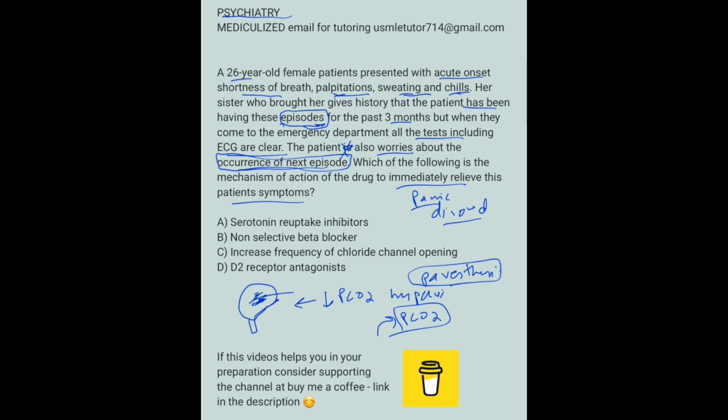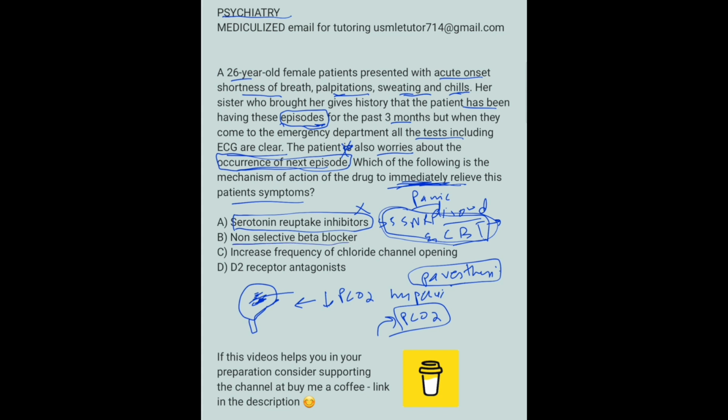So let's see which drug is going to be used here to immediately relieve this patient's symptoms. Remember, now there are active symptoms, so you need to give a benzodiazepine. So let's see which of the following would be the mechanism for benzodiazepine. First, they said serotonin reuptake inhibitors. Remember, SSRIs and SNRIs, right? And cognitive behavioral therapy. So these are treatment options for panic disorder. But remember, these are for maintenance, not to relieve the immediate symptoms. Here, we need to immediately relieve this patient's symptoms, so these are not going to be the ideal choice. This is for maintenance, to prevent further panic attacks. So here, it's not the right option.